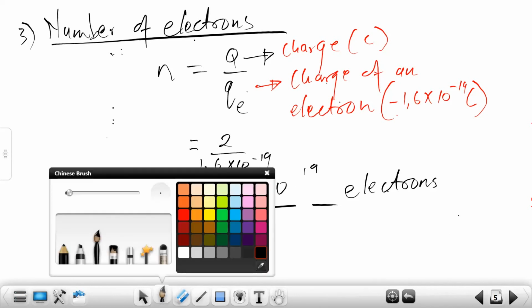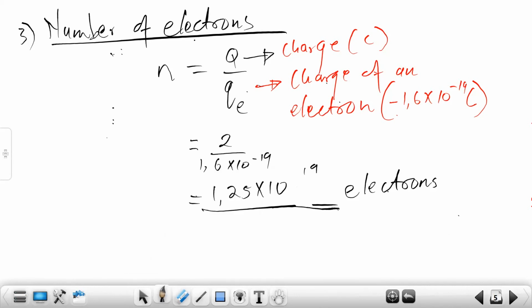Exactly. Okay, now I hear you. Thank you very much, gentlemen. Thanks, sir. 100%, the final answer must be positive, but not the constant. The constant remains 1.6 multiplied by 10 to negative 19.